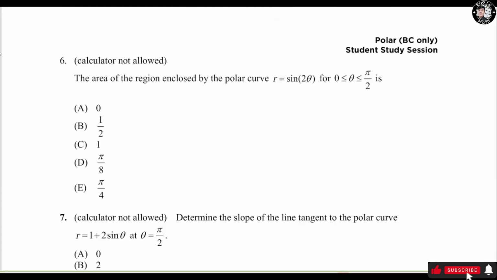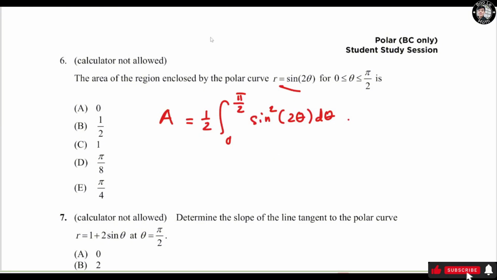Now let's move on to question 6. Calculator is not allowed for this question. This question comes from AP Calculus BC question 24 in 1985. The area of the region enclosed by the polar curve for 0 to pi over 2 is, this is very simple, right? So you have A equals 1/2 integral from 0 to pi over 2 of the radius squared, so it could be sine squared of 2 theta d theta.